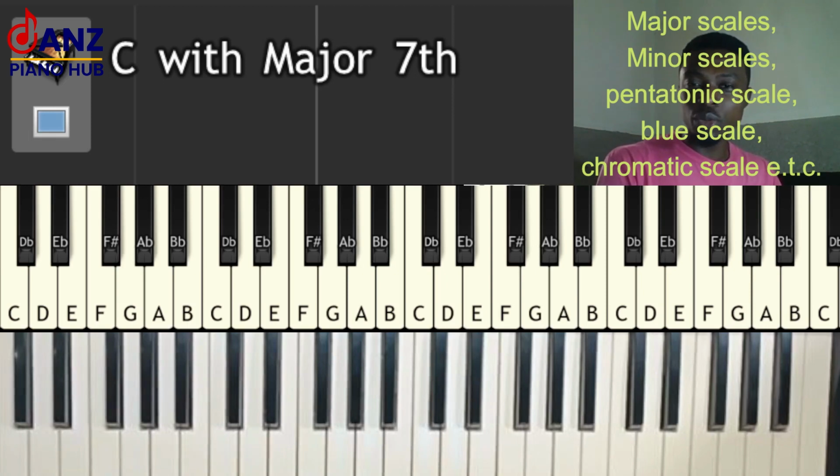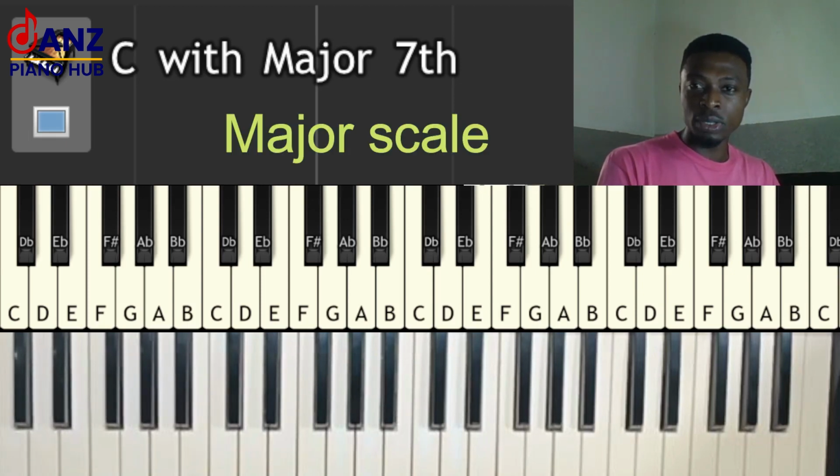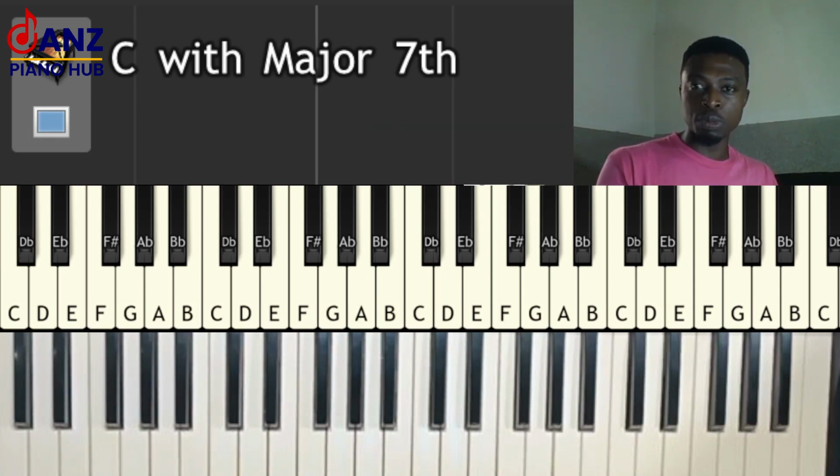So we have different types of scale on the keyboard. We have major scale, minor scale, melodic minor scale, natural minor scale, pentatonic scale, blues scale. We have so many types of scales, Arabian scale, different scales. But for this class, we are just going to stick with the major scale because it's the beginner scale, the first scale you need to understand. Once you can understand your major scale, every other scale springs out from the major scale. It will be very easy for you to understand every other scale, but first and foremost, you need to understand your major scale.